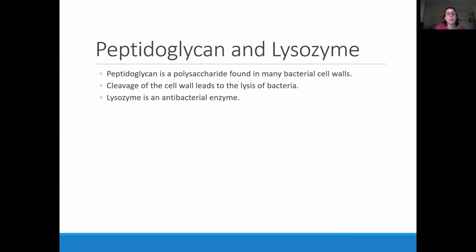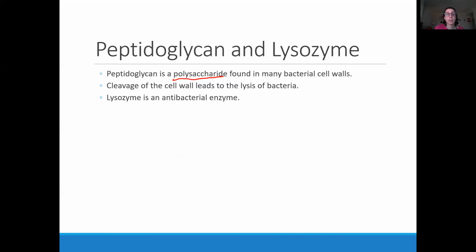So let's look at an example of this. We're going to be talking about enzymes, the lysozyme, which helps to break down peptidoglycan. Peptidoglycan is a polysaccharide. This is a string of sugar molecules that are linked together. So you have some sugar monomer that is then linked into a chain. We see these in things like glycogen, for example, which is also another polysaccharide.